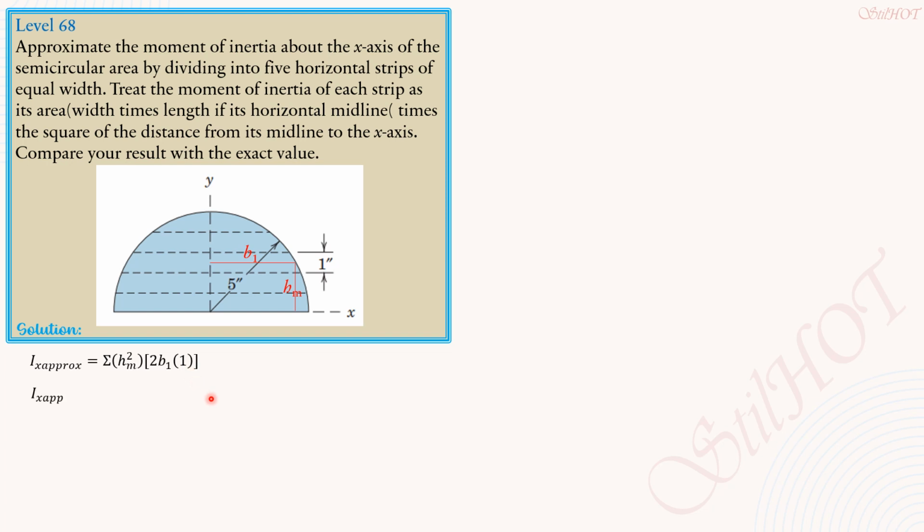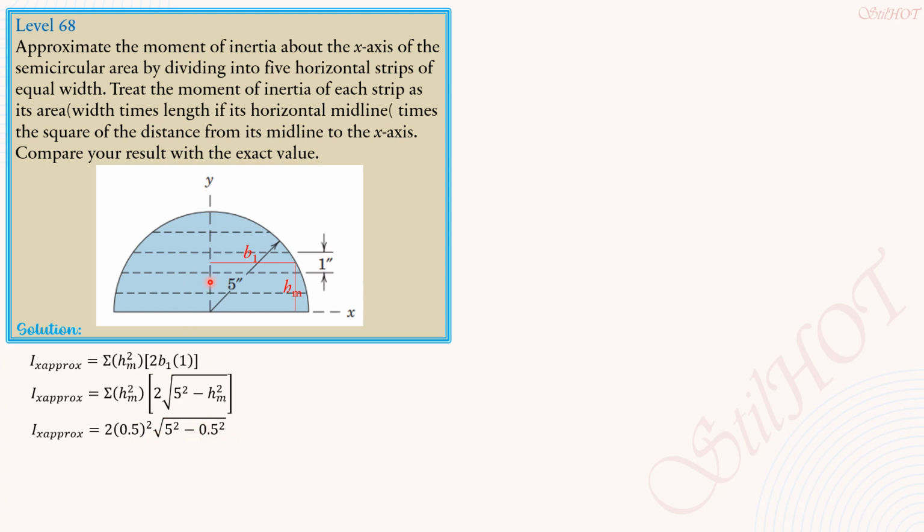So Ix approximate is 2 times the summation of hm squared times B1, where B1 is square root of radius 5 squared minus hm squared. By the way, hm is 0.5. Then the midline is here 1.5, the midline here is 2.5, here is 3.5, and the last midline is 4.5. So hm varies from 0.5 to 4.5, and it increases by 1 inch. So Ix approximate is the summation of 2 times 0.5 squared, square root of 5 squared minus 0.5 squared. That's for this area here, and the imaginary midline is this one.